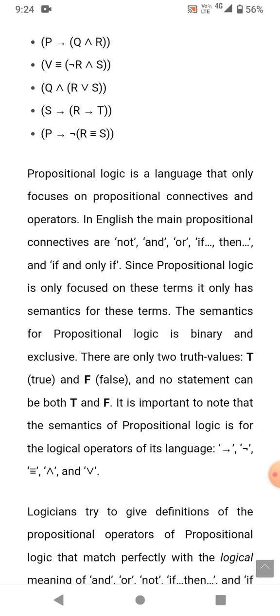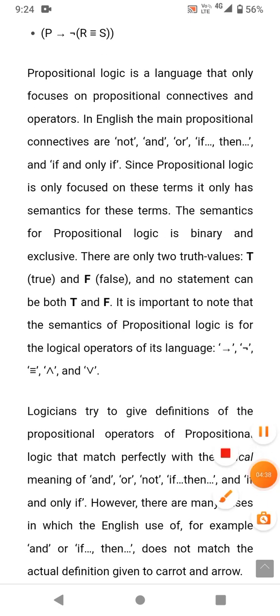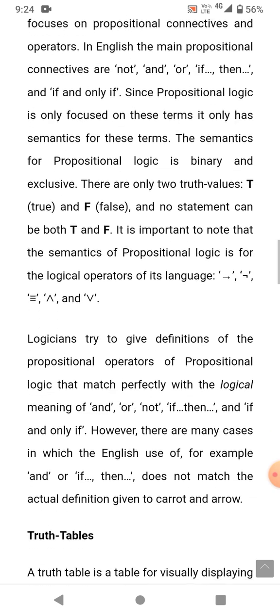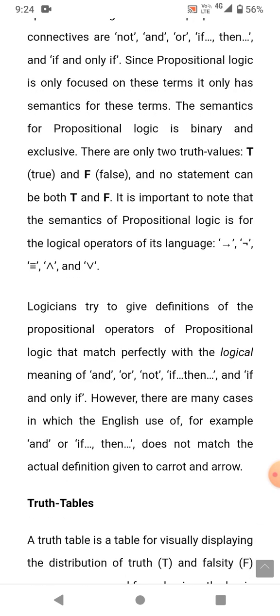There are only two truth values. It can be either true or false. No statement can be both. It is important to note that the semantics of propositional logic are given by the logical operators, which are the following logical symbols. Logicians try to give definitions of the operators of propositional logic that match perfectly with the logical meaning.